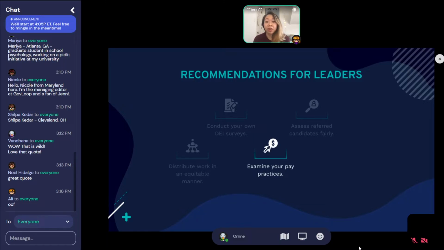Conduct a pay equity audit to identify any potential disparities. Pay equity is one way to ensure fair compensation and recognition.